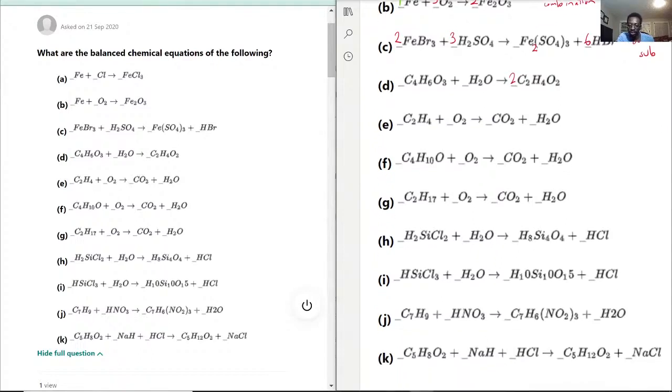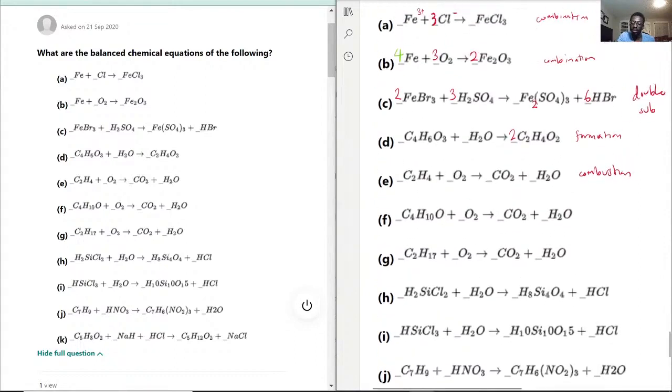C2H4 plus O2 equals CO2 plus H2O. So this one's actually a combustion, and this one again is a formation. That's the same thing as combination, really, but to keep consistent, I'm going to name all of them formation.